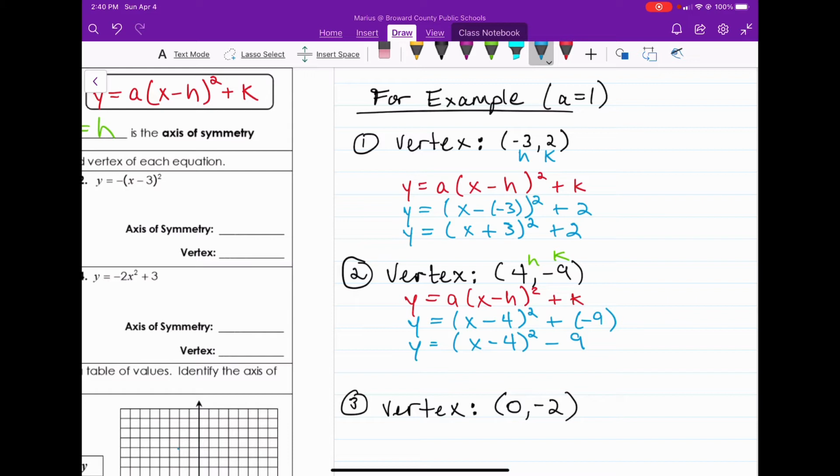So when k is positive, you write it as positive, and when it's negative, you write it as negative. But when h is positive, when you write it in the vertex formula, it reads as a negative 4, but really it's supposed to be positive 4.